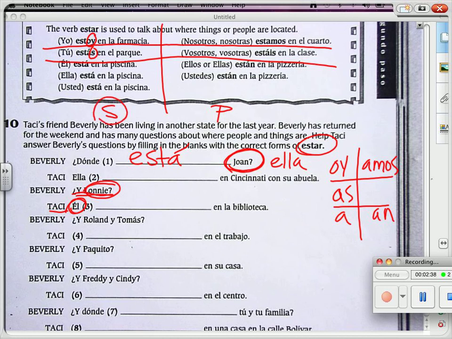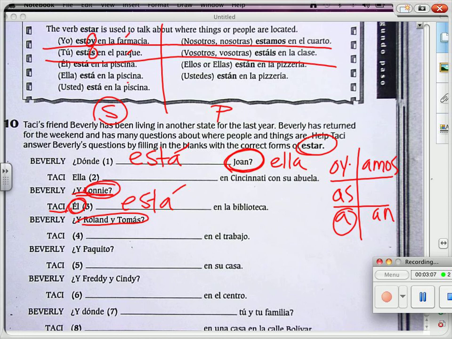And then I ask myself, does it say yo or tú? No, it doesn't. So I'm obviously in this square, which is this one right here. So I drop my AR and add A. Don't forget your acento. Let's look at the next one, number 4. And so she's asking about Roland y Tomás. She's asking about where they are. So the first thing I want to ask myself again is, who are we looking for? We're looking for Roland y Tomás.